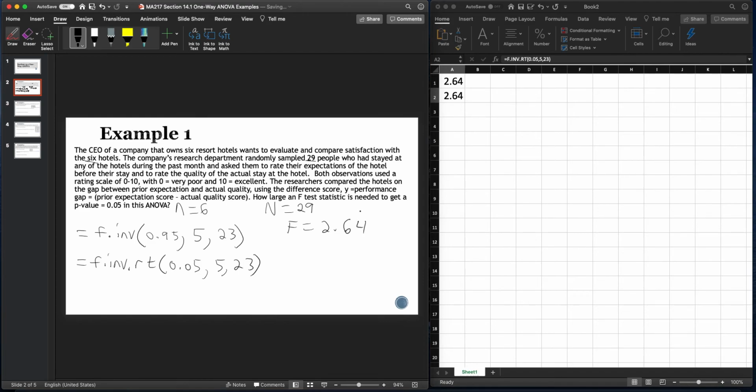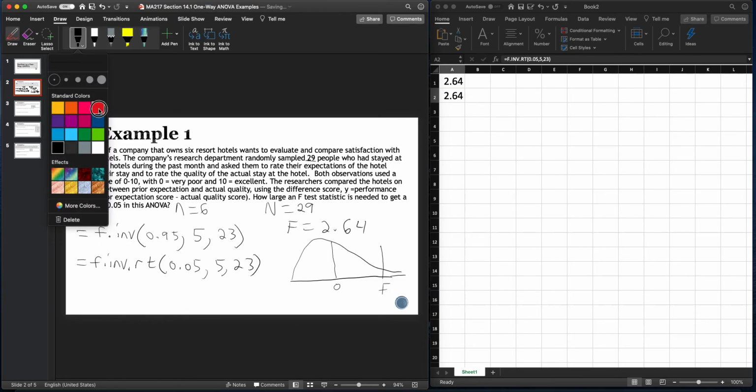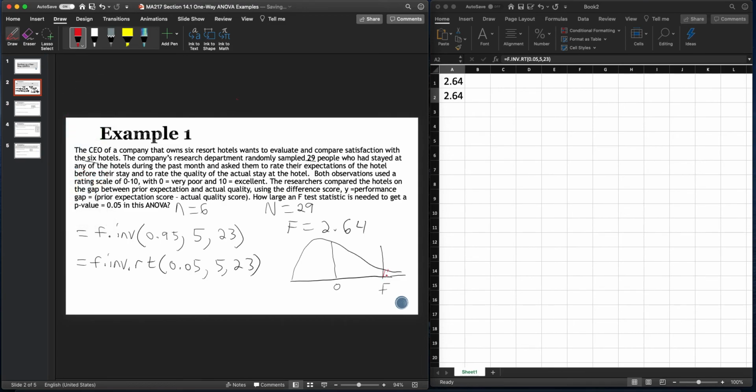And if you needed a visualization of what this distribution looks like, it would look like this picture. The F distribution looks like a right-skewed distribution. The mean is off center about here-ish, and 2.64 is over here. And the area that we were referring to of 0.05 was this area here in red.